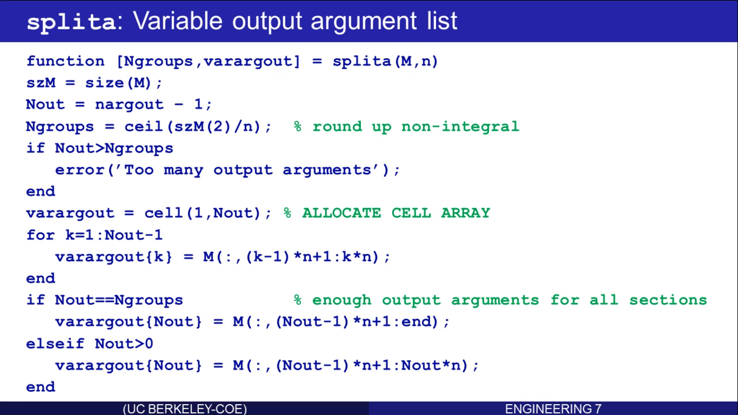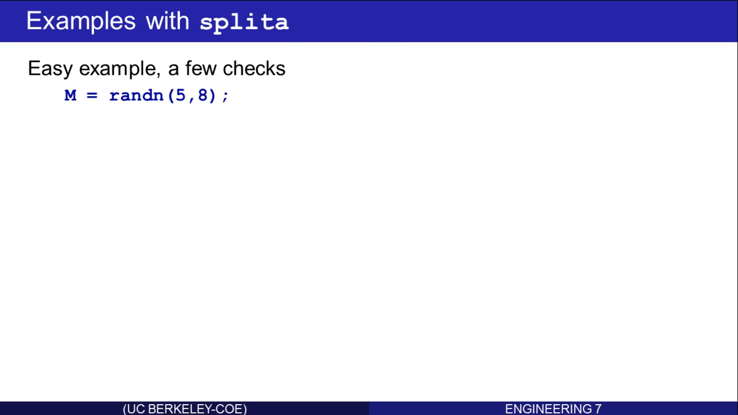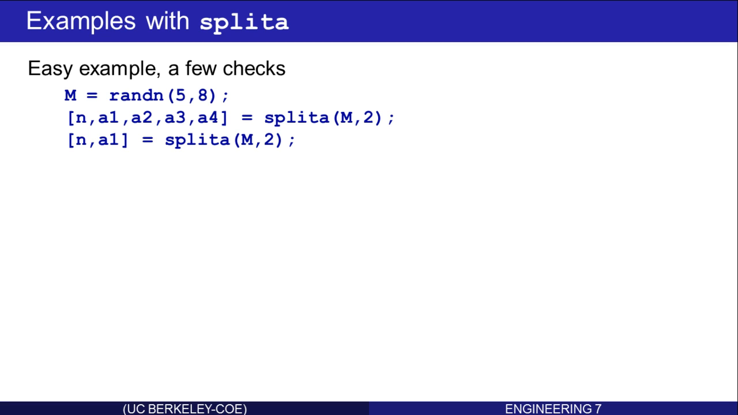Download the code from the class site and try this on a few examples. Here's an array with 8 columns. This command splits it into 4 groups of 2 columns each. This also splits it into 4 groups of 2 columns each, but only the first group is returned. Here, none of the groups are returned, only the number of groups, 4.